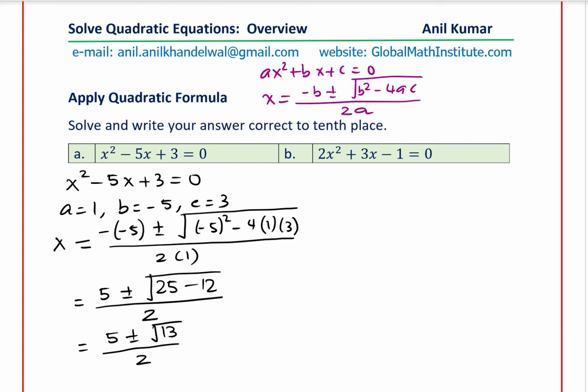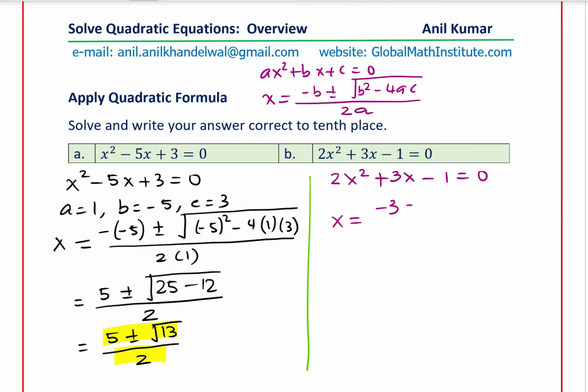Is that clear to you? So that is how we'll find the solution. Now let's look into the next question, which is 2x squared plus 3x minus 1 equals 0. So the question here is 2x squared plus 3x minus 1 equals 0. So x is equal to minus of b. So I'm not writing a, b, c now. Straight away, we could write this as minus 3, right?